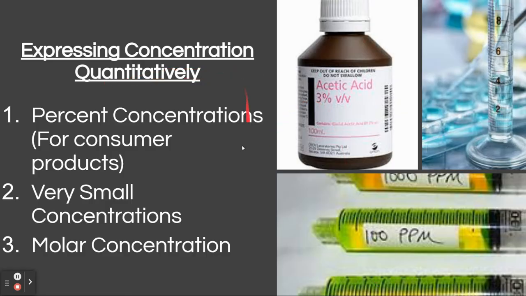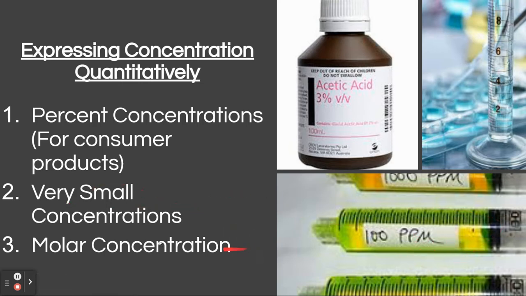So there's three main ways to express concentration quantitatively. In other words, with numbers, as you can see here, we have acetic acid, 3% volume, and then we see over here 100 ppm. So there's different ways to do it, and these are the three main ways over here. So there's percent concentrations, which are used for consumer products, so things that we typically buy, you'll have in your home. So if you look at a bottle of hydrogen peroxide in your home, you'll see, for example, that it might say 3% V/V. Very small concentrations have their own expressions, and actually that's over here, ppm, ppb, and ppt, and we'll take a look at that.